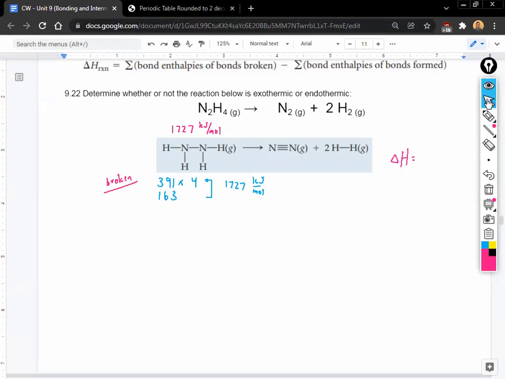Now I want you guys to do the same thing for the other side of the reaction, because these are the bonds that are formed now. Take about 2 minutes to identify what kinds of bonds were made and how much energy it takes to make them. Same thing: you're going to look at the chart again.